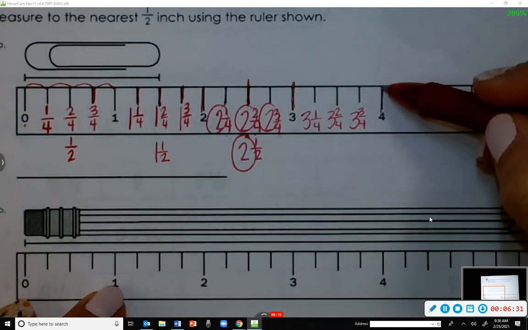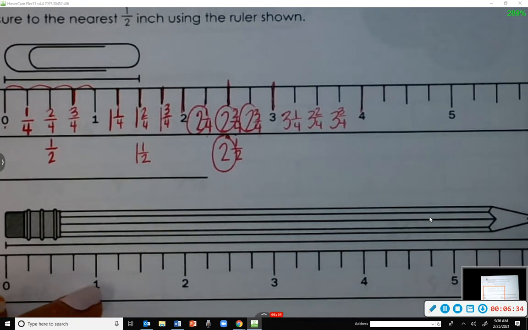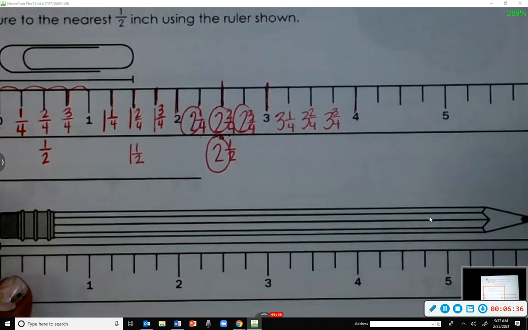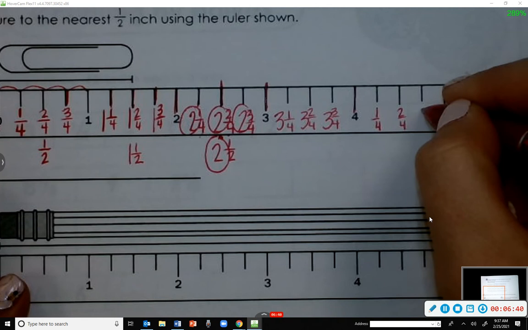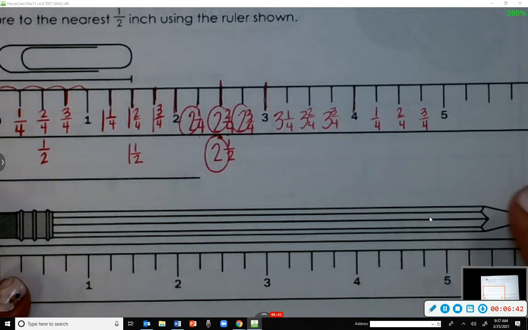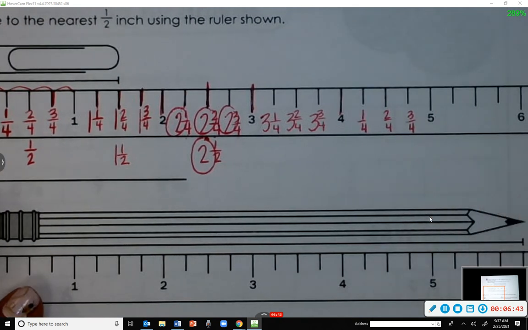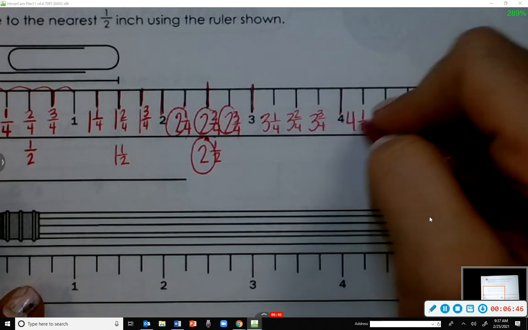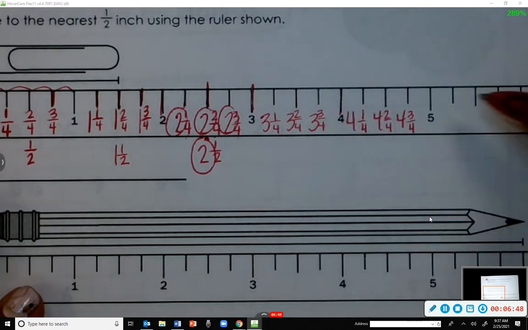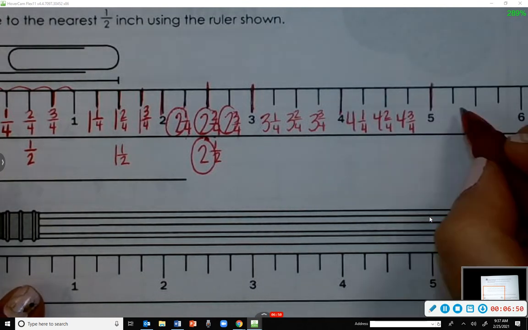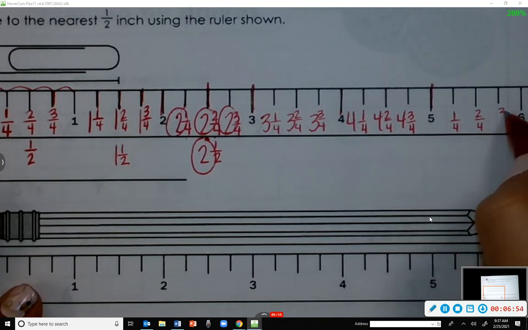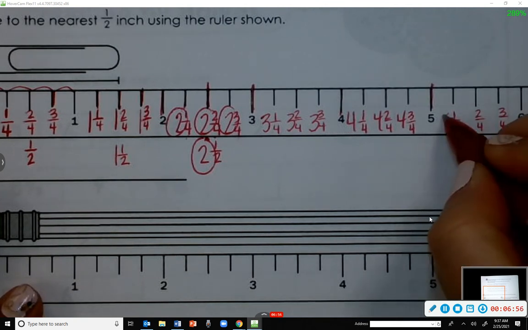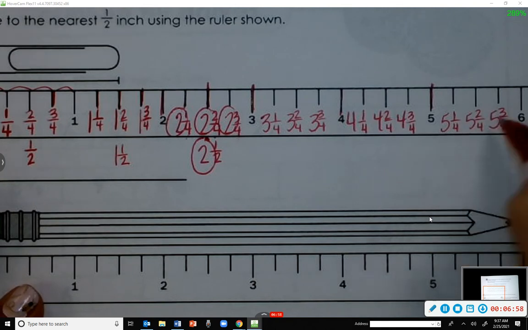Okay, now I've gotten back to my next whole number, so the pattern will start back over. 1/4, 2/4, 3/4. But what needs to go in front of the fraction? 4. 4, good. Now I've gotten to 5, so the pattern starts over again. 1/4, 2/4, 3/4. So I would have a 5 in front now.